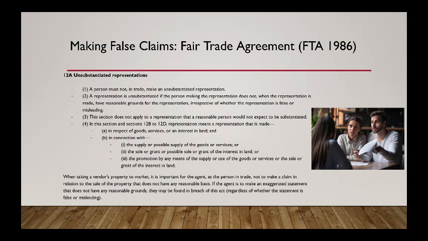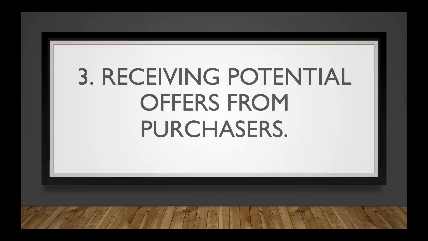An unsubstantiated statement without supporting evidence is considered an offence under 12A and 40 of the Fair Trading Act. Section 12A refers to any substantiated representation about property requires evidence. Section 40, on the other hand, makes that misconduct an offence. Therefore, you need to be vigilant and ensure that the statements you or the agency make are accurate, genuine, and substantiated. Receiving potential offers from purchasers.